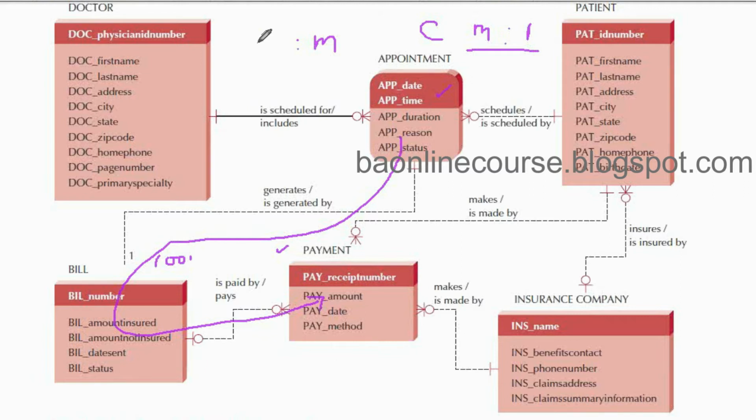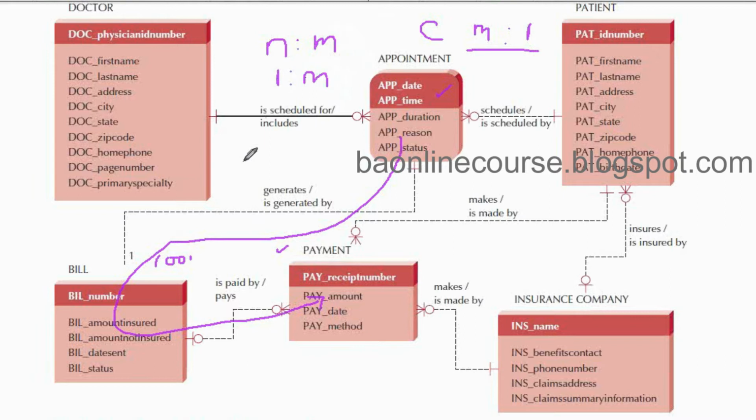So if the hospital says multiple doctors can come in, then it will be a many-to-many relationship. Which means one appointment can have multiple doctors, one doctor can have multiple appointments. If the business user says, you know what, no, only one doctor can be in one appointment, it would be one to many.